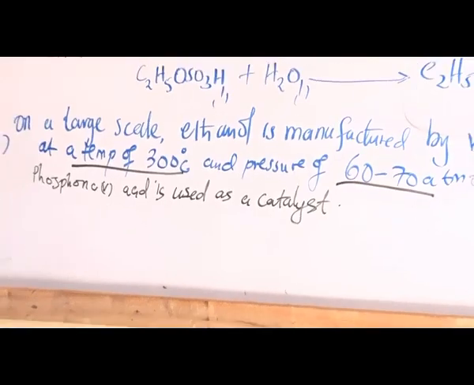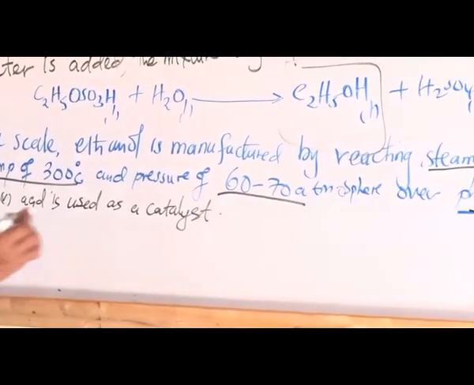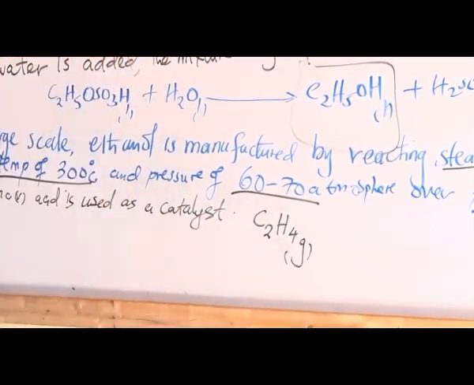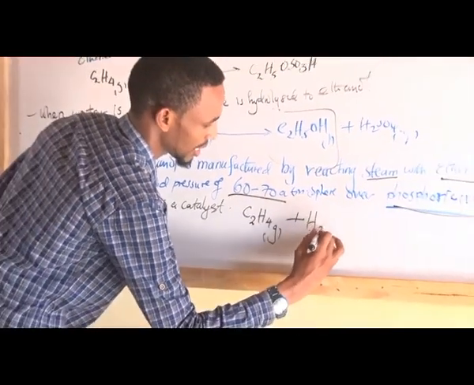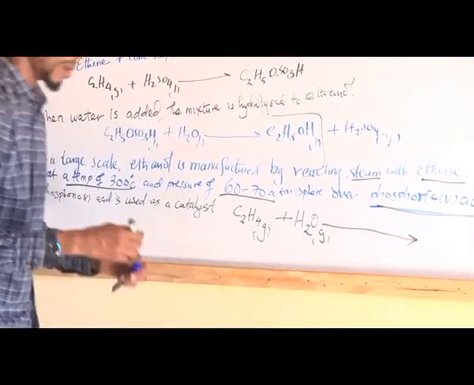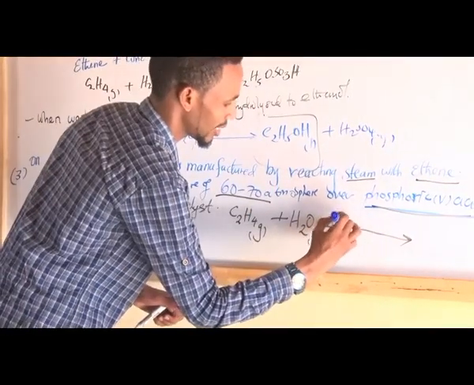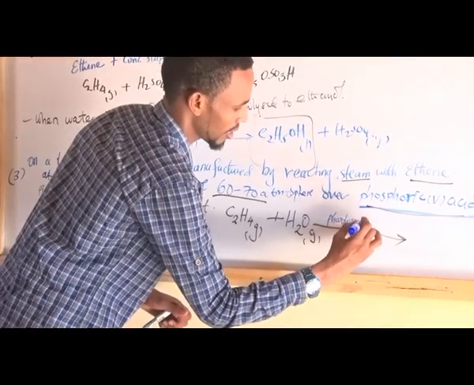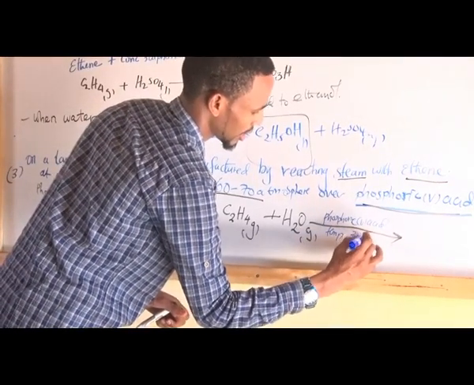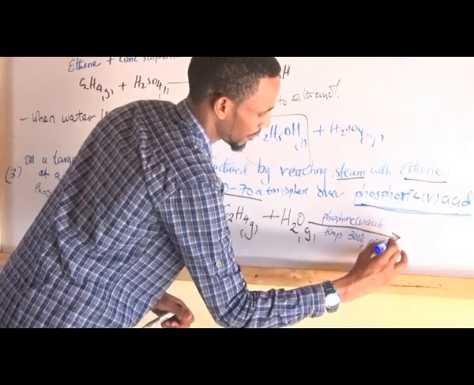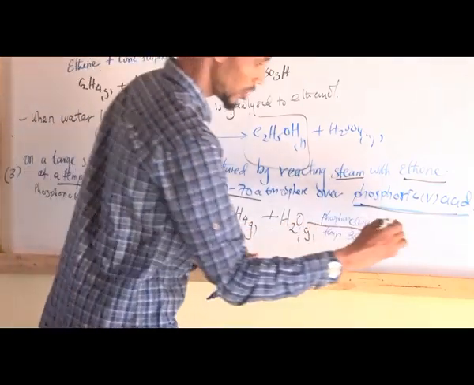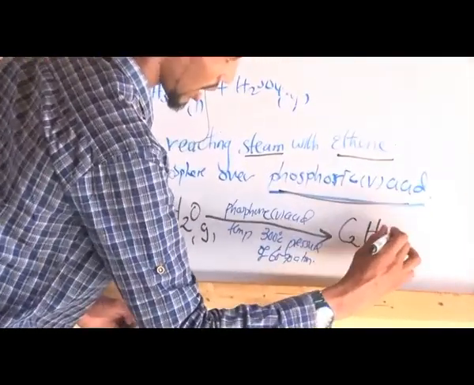And if you write the equation, it is very simple. Ethene, C2H4 gas, reacts with steam, which is just water vapor, water in the gaseous state. The conditions are phosphoric(V) acid, a temperature of 300 degrees Celsius, and a pressure of 60 to 70 atmospheres. What it will produce is pure ethanol.